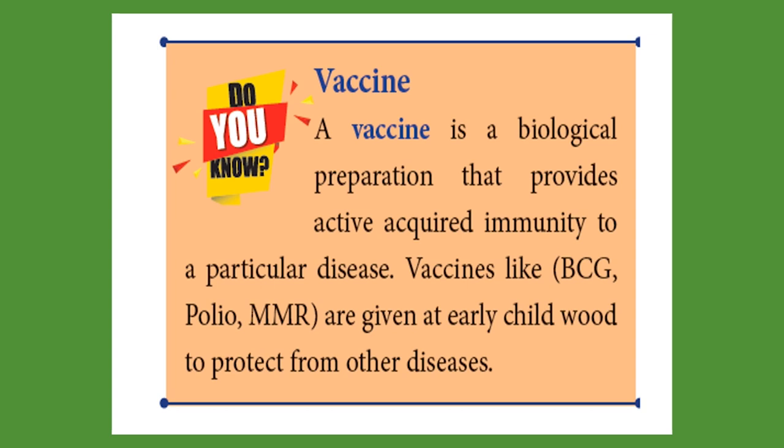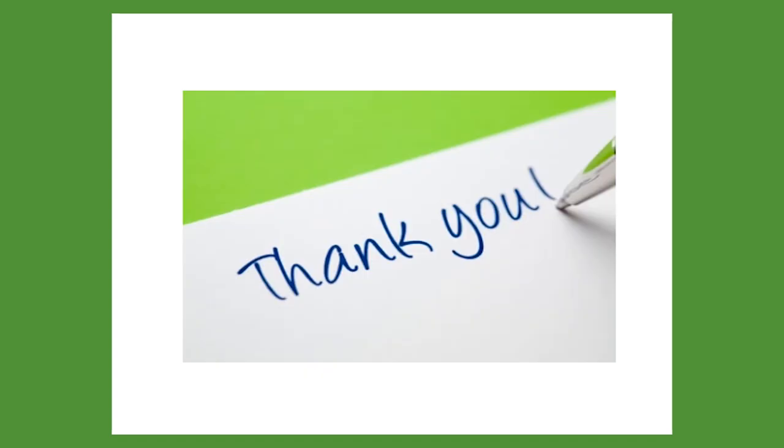These are given in childhood to protect from other diseases. I hope you are able to follow this. So vaccine is about natural immunity and acquired immunity. Natural immunity means by birth we have immune power. Otherwise, it is active acquired immunity. I hope you are able to follow this. Sorry, we'll continue in the next session. Thank you.